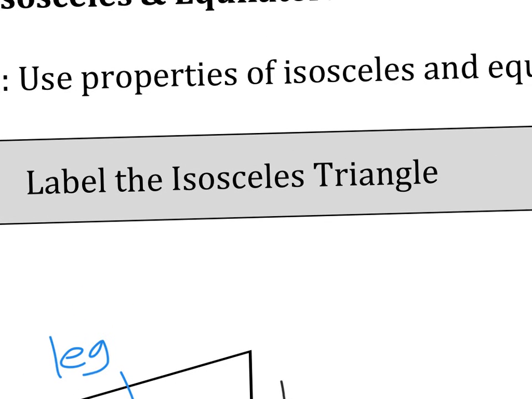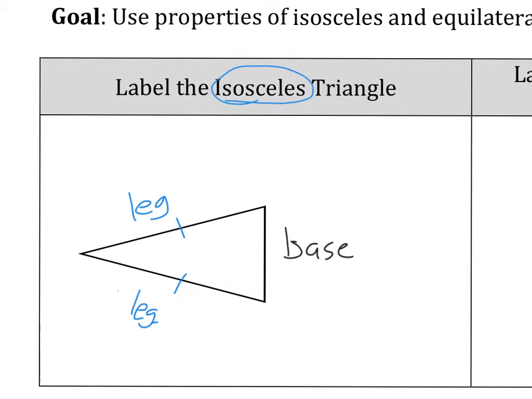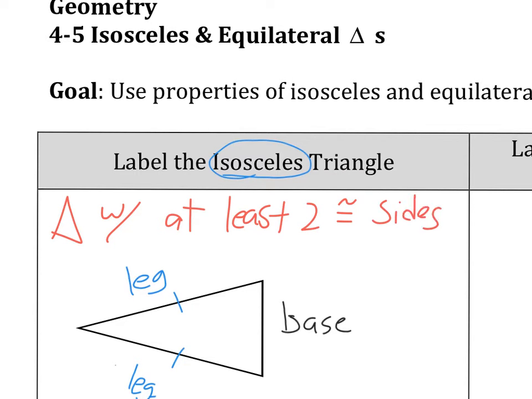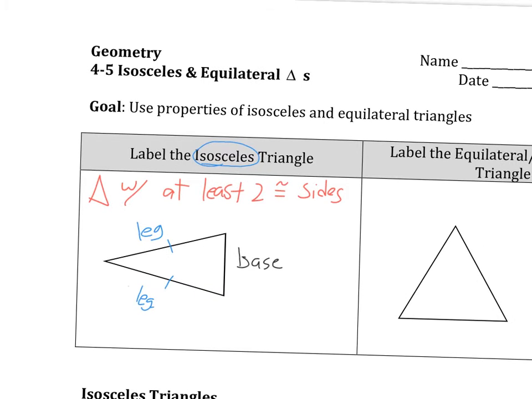But let's also define isosceles. What does it mean to be isosceles? All right, the official definition is it's a triangle with at least two congruent sides. What? Hashtag what? So an equilateral is also an isosceles triangle. It's just a special one. Good, but not all isosceles are equilateral, just some of them.